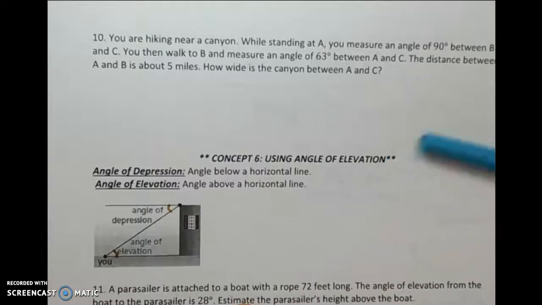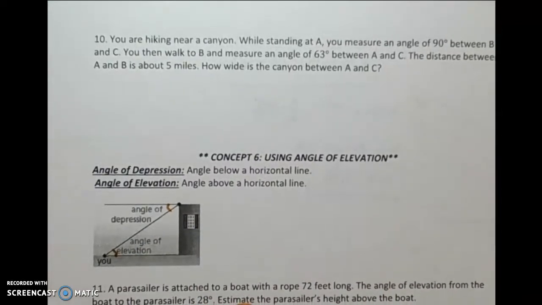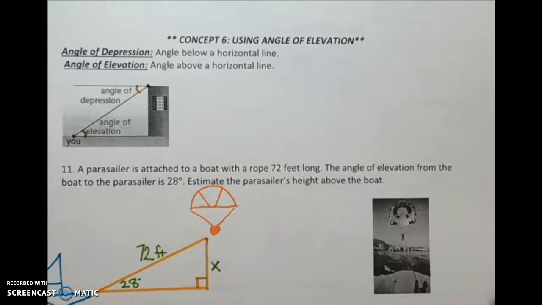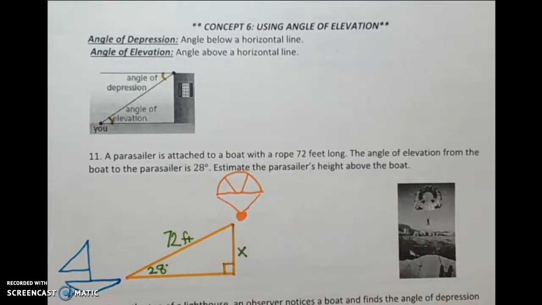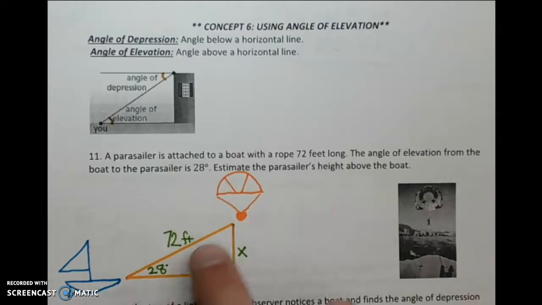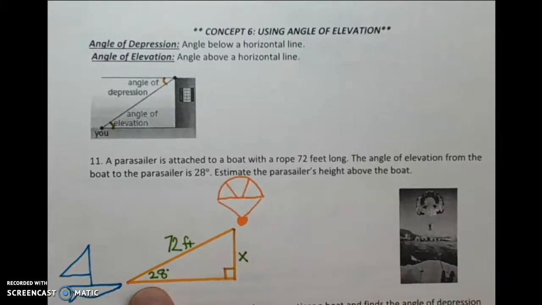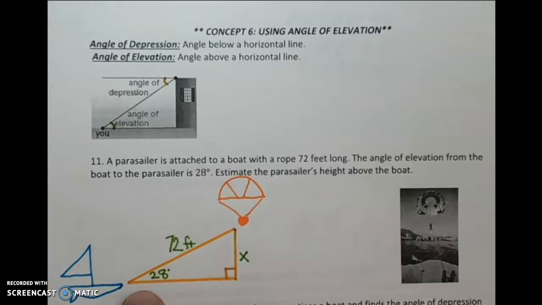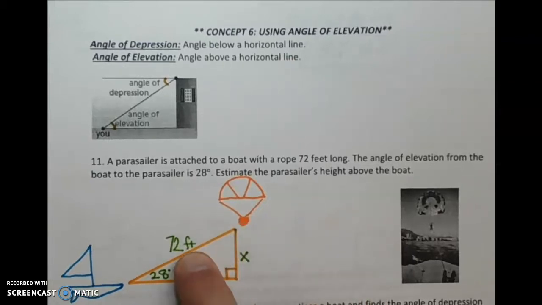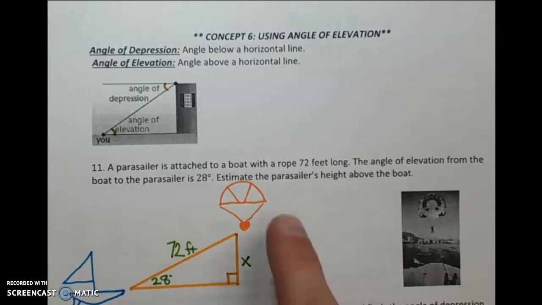Okay. Alright, here we go. I'm going to go ahead and set up this problem here for number 11, and I've kind of already done it here for you a little bit. It says, a parasailer is attached to a boat with a rope 72 feet long. The angle of elevation from the boat to the parasailer is 28 degrees. Estimate the parasailer's height above the boat. Okay, so I've got the boat. From the boat to the parasailer has an angle of elevation of 28 degrees. The rope from the boat to the parasailer is 72 feet. Okay, how high is the parasailer?